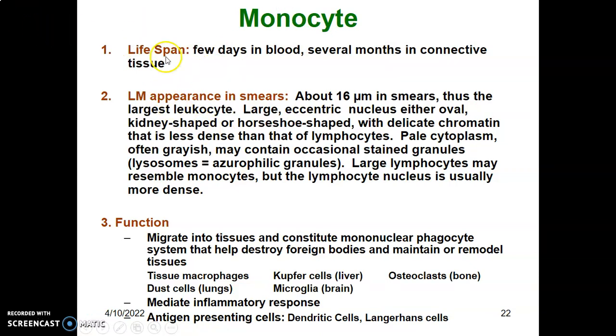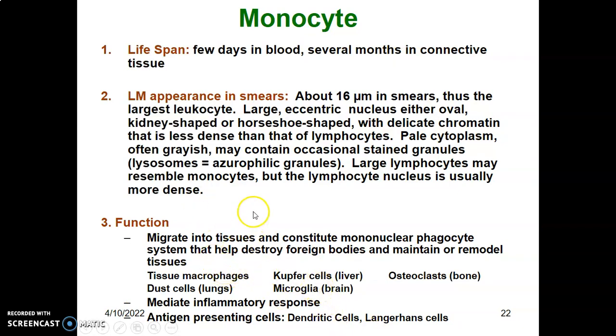The monocytes have a lifespan of a few days in blood and several months if they are within the connective tissue. Under light microscopy, they are the largest leukocytes. Their nuclei are usually large and eccentric. The nuclei can be oval or kidney-shaped or horseshoe-shaped. So when you see a large cell with a large nucleus that is kidney-shaped or horseshoe-shaped, that's a monocyte. The cytoplasm is pale and often grayish, and it has granules within it. So a large lymphocyte may resemble a monocyte, but in a lymphocyte, usually the nucleus is very dense. Remember, we said the heterochromatin in the nucleus.